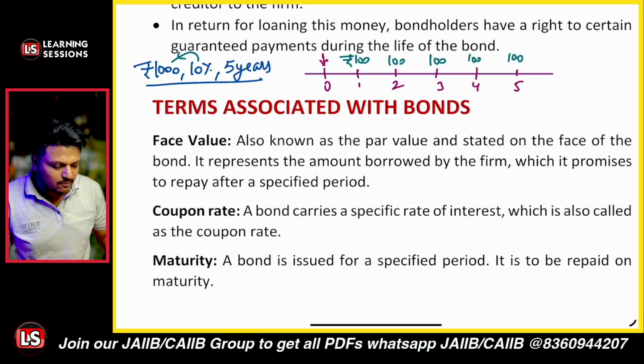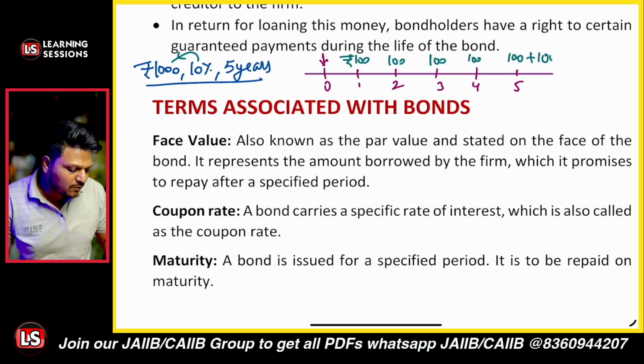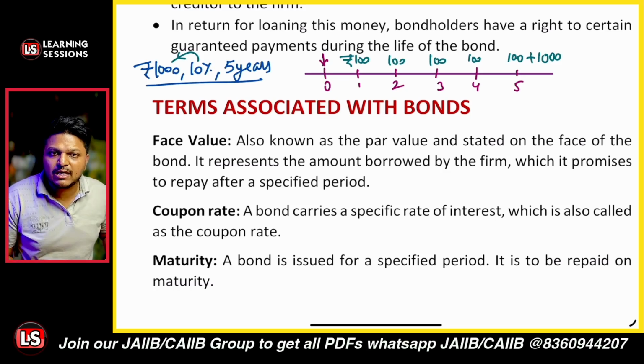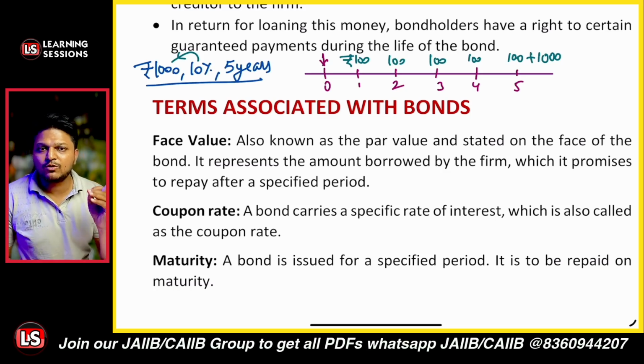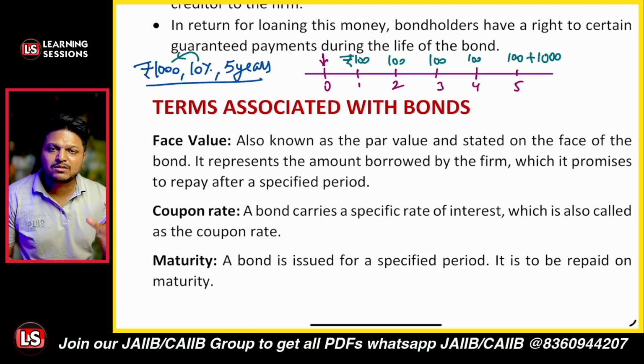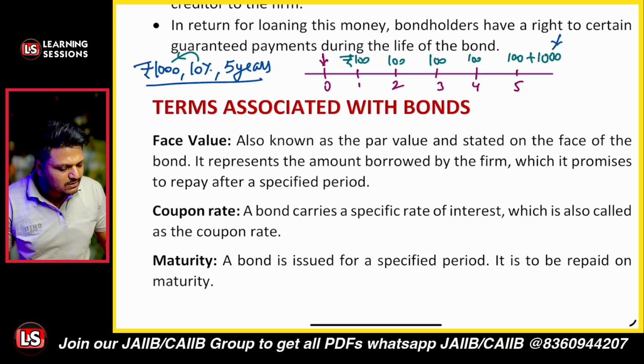And on the maturity of the bond, we'll also be getting the face value of the bond, that is rupees 1000. So these are the cash inflows for the bond, right? Face value is the par value that is actually stated on the face of the bond, and it represents the amount borrowed by the company, which will be paid back to the customer. The amount paid back to the customer at the maturity of the bond is also called the redemption value. When the bond is redeemed, what amount will be paid? It is the redemption value of the bond, right?